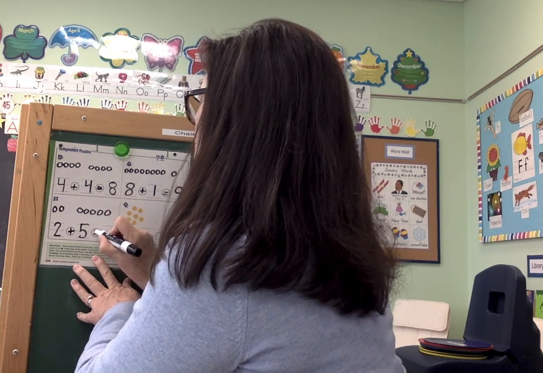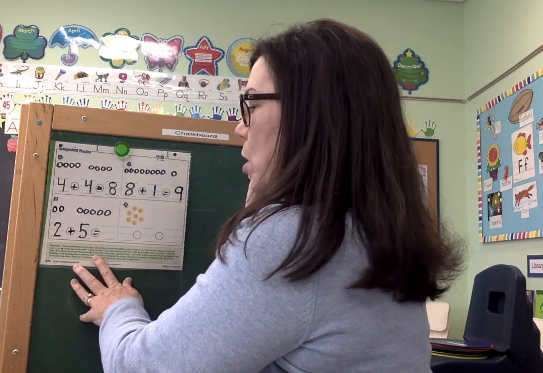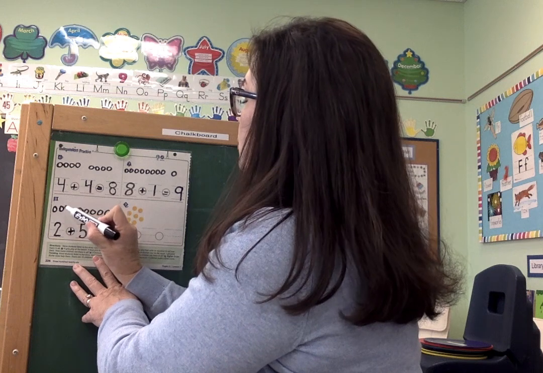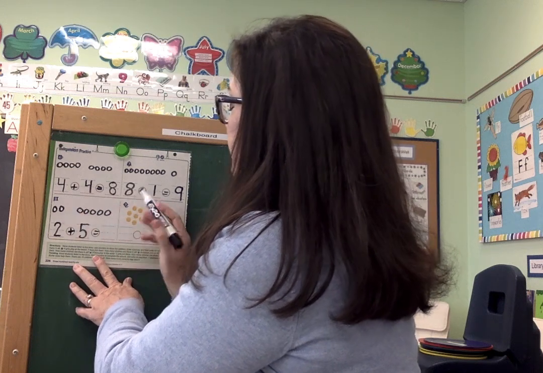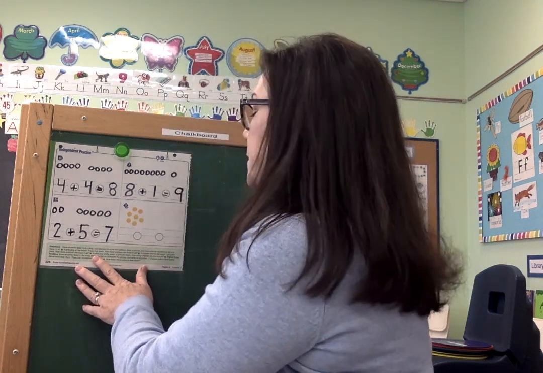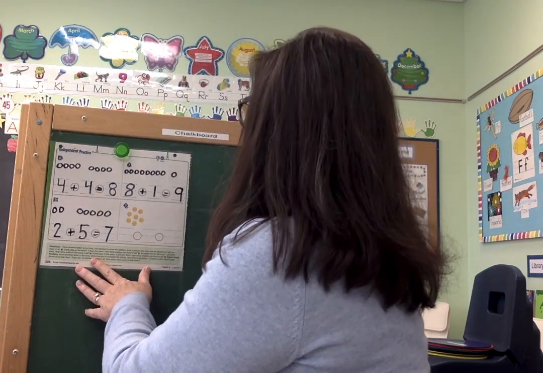And equals. So we've got part. We need to know our whole. 2 plus 5 equals, let's go back and count our counters. 1, 2, 3, 4, 5, 6, 7. 2 plus 5 equals 7. All right, in number 9, we're going to be thinking a little bit differently.